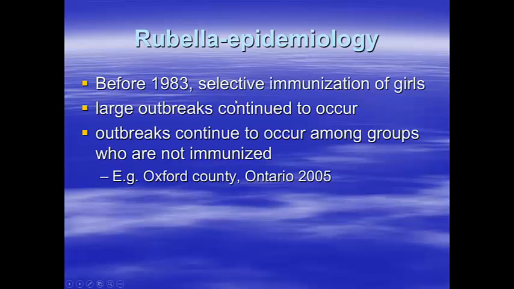Before 1983, they were immunizing girls because the thought was, we're really worried about the congenital rubella syndrome, therefore if we protect the women, that should be enough. But because half the population remained unimmunized, you can still get large outbreaks of the virus, and so the occasional unprotected pregnant woman would still be at risk. So then they switched to a male and female vaccination strategy. Occasionally, you do get outbreaks of rubella in unimmunized populations, like we saw for measles and mumps.